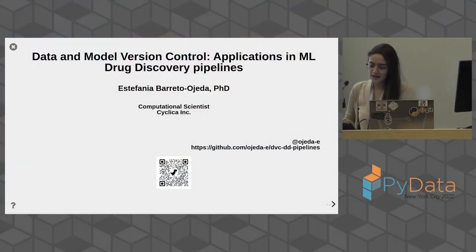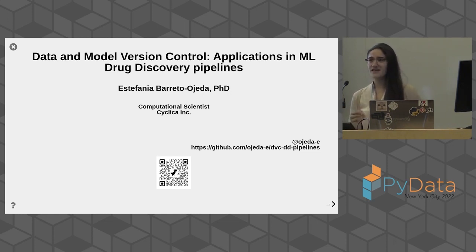And I will start by introducing myself. I'm Estefania Barreto-Ojeda. I'm a computational scientist at Cyclica. Cyclica is a startup based in Toronto. I happily work remotely from Calgary. I'm based in Calgary, and I joined very recently after finishing my PhD.